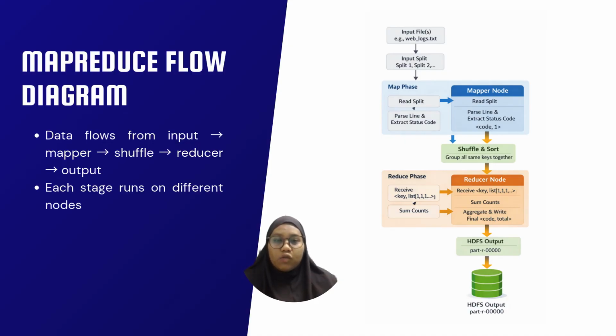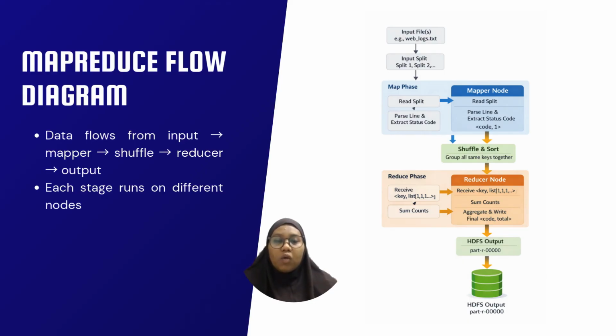This diagram shows the execution flow of the log analysis MapReduce program. The input file log.txt is stored in HDFS under user/hduser/input. When the job is executed using the hadoop jar command, this file is processed by the LogMapper class. Each mapper reads one log line, extracts the HTTP status code, and outputs the key-value pair in the format status code, 1. Hadoop then performs shuffle and sort, grouping the identical status codes together.